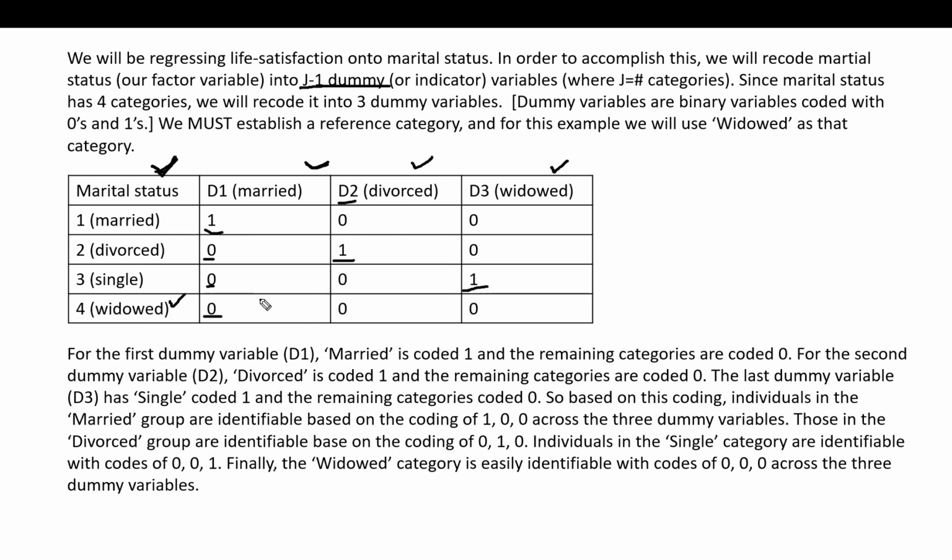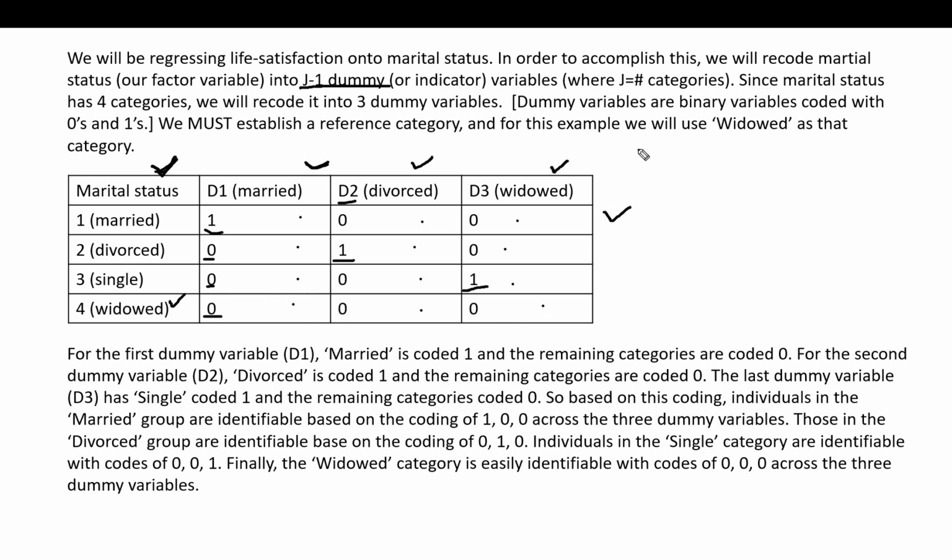these three dummy variables. If you'll notice, individuals in the married category are coded 1, 0, and 0 across the three dummy variables. Individuals in category 2, the divorced category, are coded 0, 1, and 0. For those in the single category, they're coded 0, 0, and 1. And then for the widowed category, they are coded 0, 0, and 0.